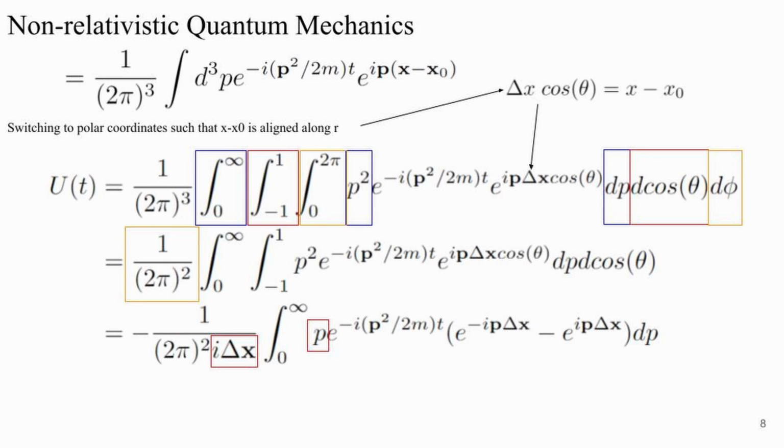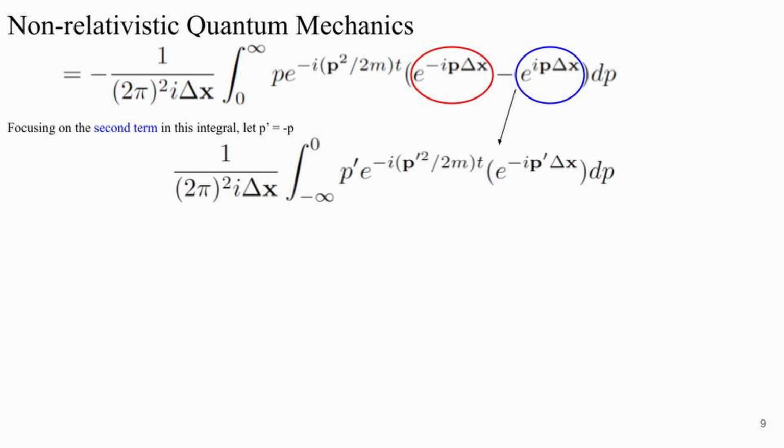We can first do the integral with respect to d phi trivially to just get a factor of 2 pi as there's no explicit phi dependence, but then we do have to take care when we integrate with respect to d cosine theta, as one of our exponentials has a factor of ip delta x cosine theta in the exponent.